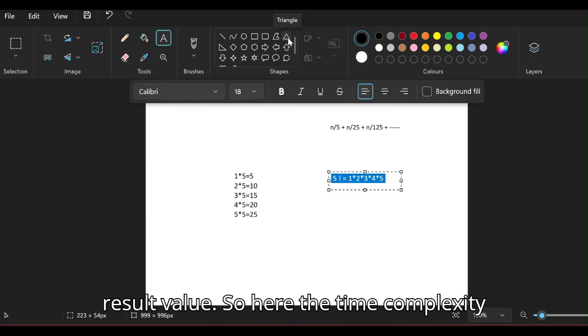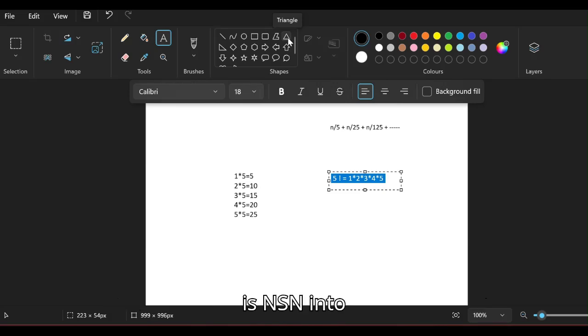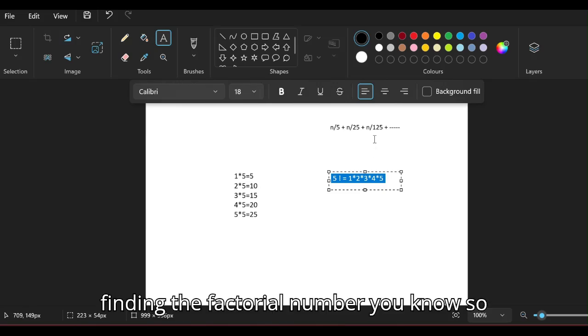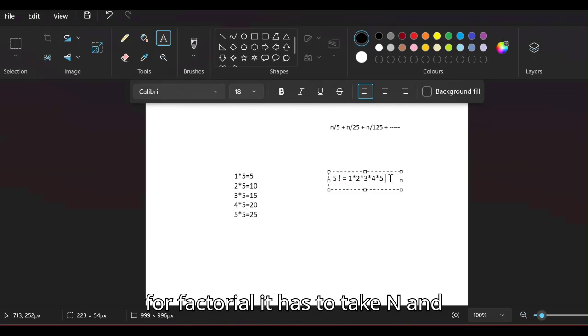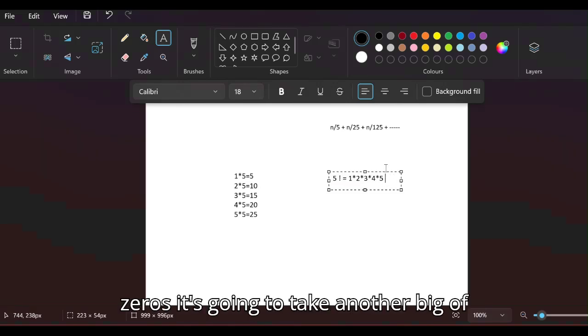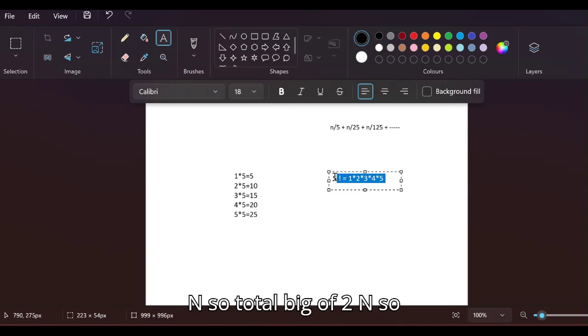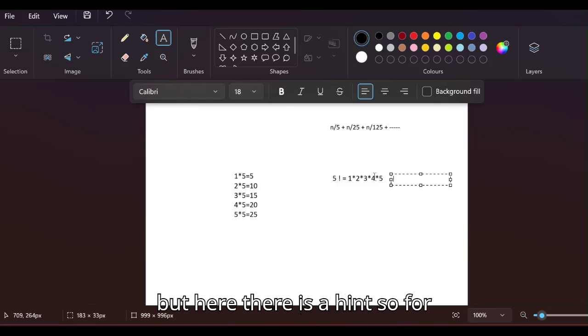So the time complexity is O(n) plus O(n), it is O(2n). First we use O(n) for finding the factorial number, and for finding the trailing zeros it's going to take another O(n), so total O(2n). But here there is a hint.